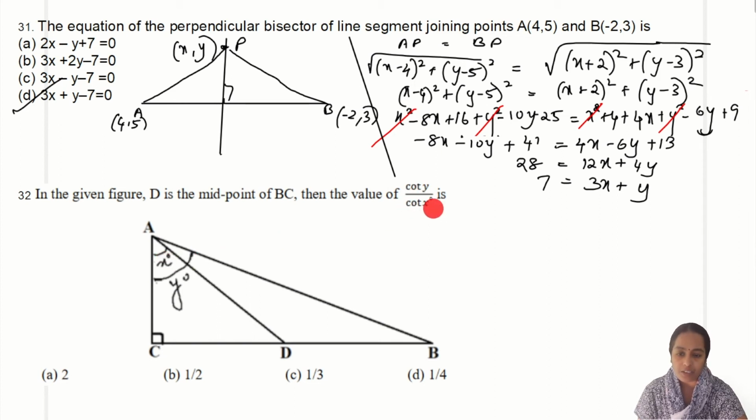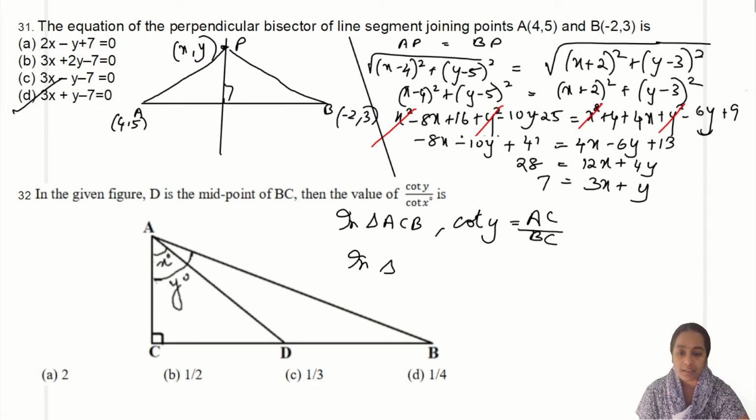What is cot y, children? Cot y is for the entire angle A, triangle ACB. If I take triangle ACB, what is cot y? Cot y is adjacent by hypotenuse, which is going to be AC divided by BC. Now angle x is there in triangle ACD. In triangle ACD, you can find cot x. Cot x will be AC, adjacent, divided by CD.